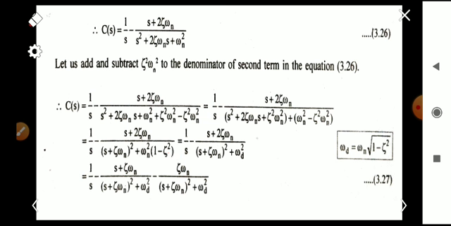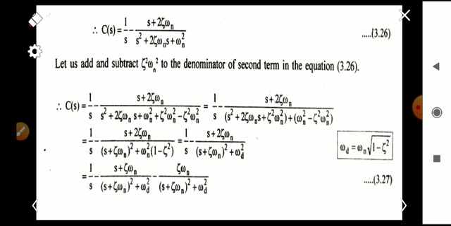And also we know that the damped frequency of oscillation omega d is equal to omega n into root of 1 minus zeta square, which means we can substitute omega d square instead of this term here. So the entire equation becomes 1 by s minus (s plus 2 zeta omega n) divided by ((s plus zeta omega n) all square plus omega d square).